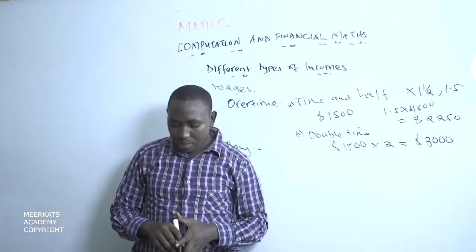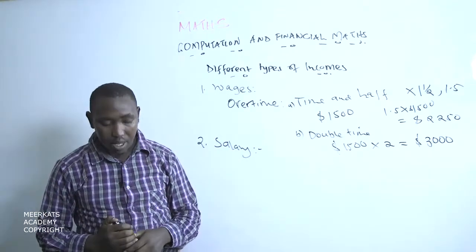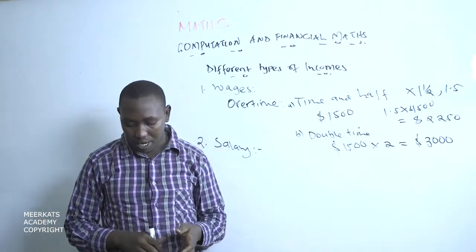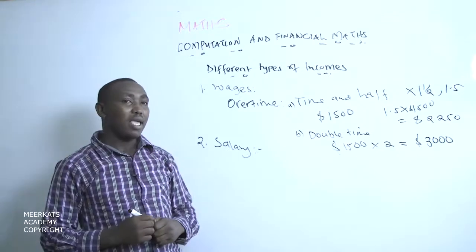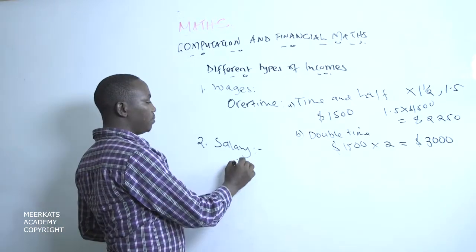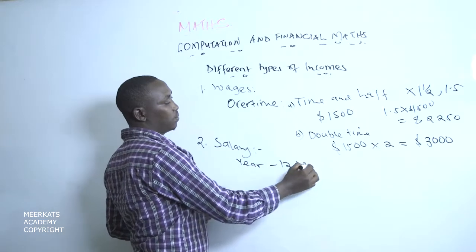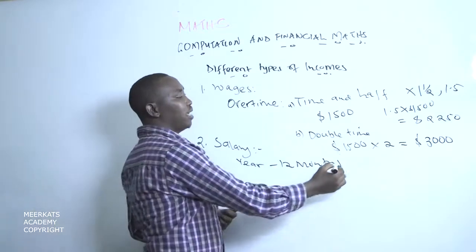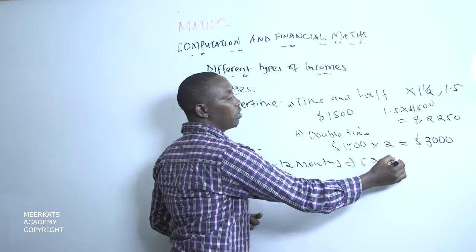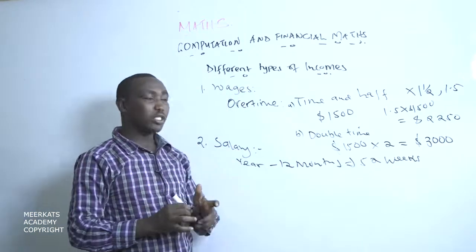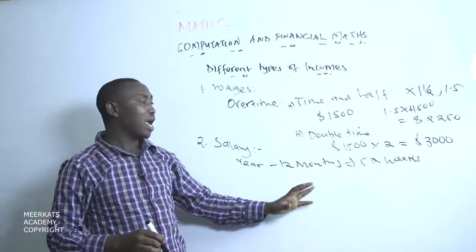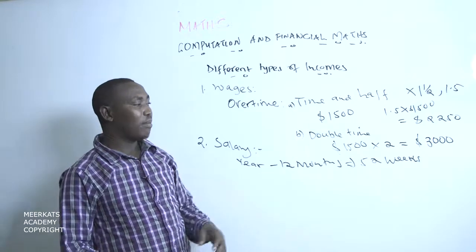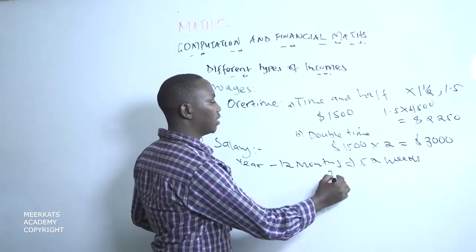Now we have another type of income called the salary. Salary is normally paid on a fixed interval, either monthly or twice in a month or simply fortnightly. In a year, there are 12 months, and if calculated in terms of weeks, it gives us 52 weeks, which is the same as 26 fortnights.